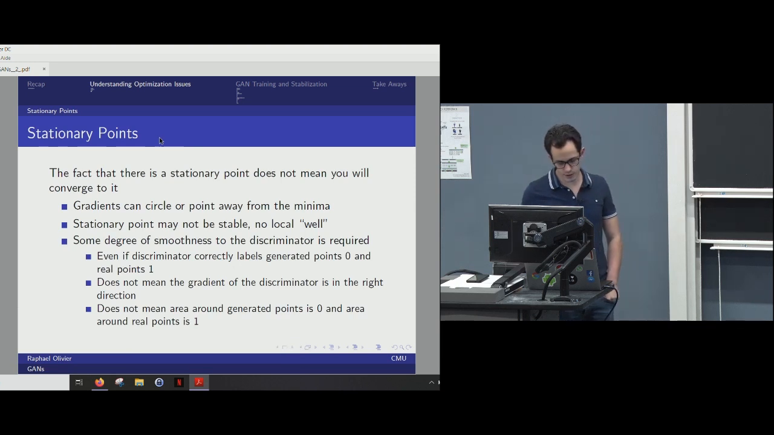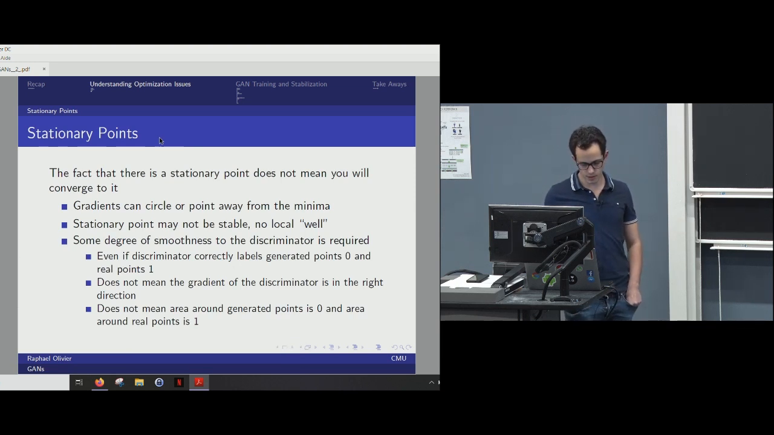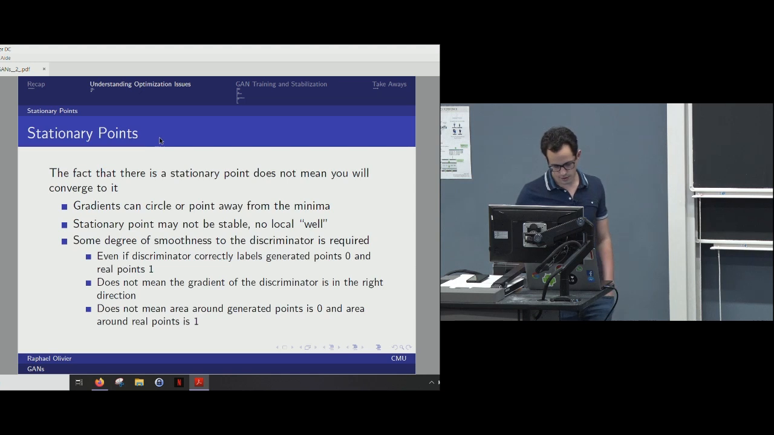So again, the fact that there is a stationary point doesn't mean that the gradients are going to point to it and that you're going to get what you want. The gradients, like we've illustrated last time, can circle around the point. Sometimes they can point in a completely different direction. If everything's happening how you want, the traditional word for that is saying that the stationary point is a well or basin of attraction. I don't know if you've seen that, if you've done mechanics, probably.